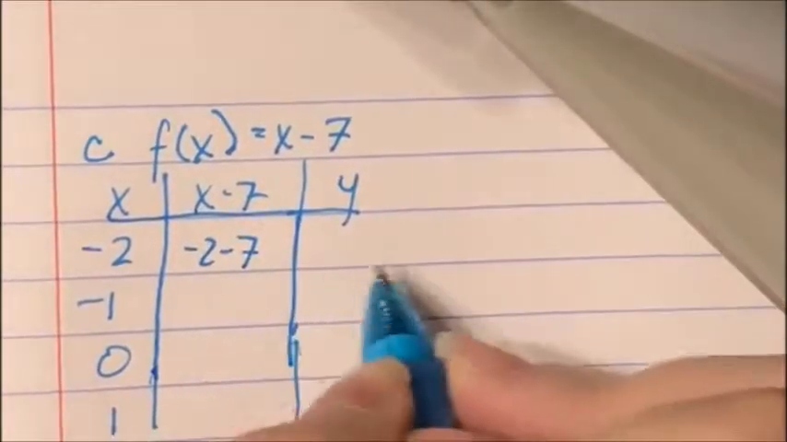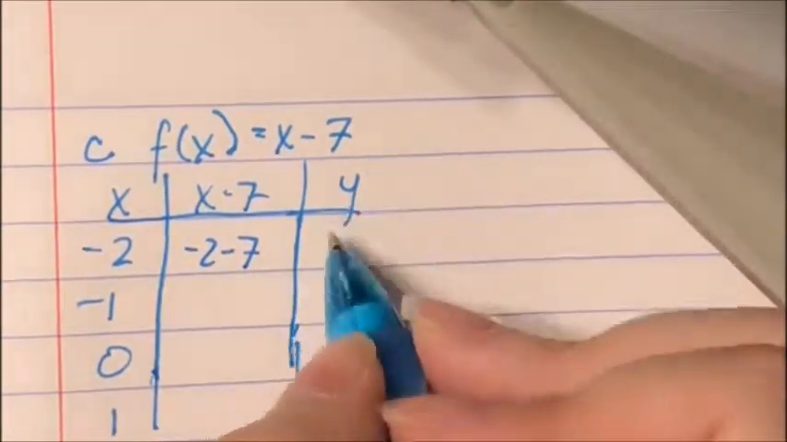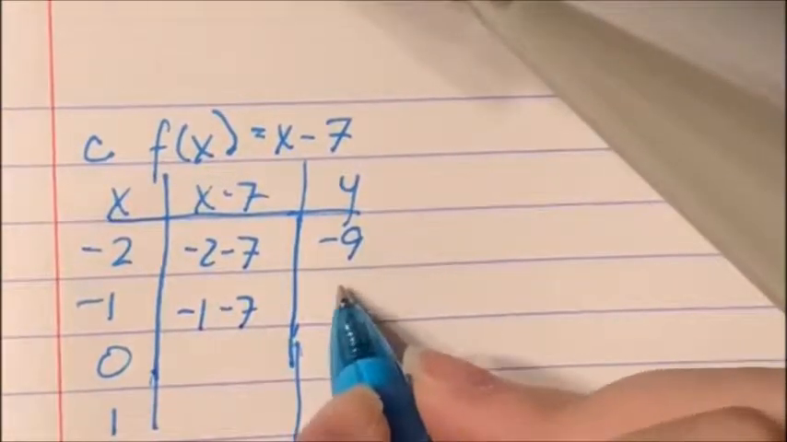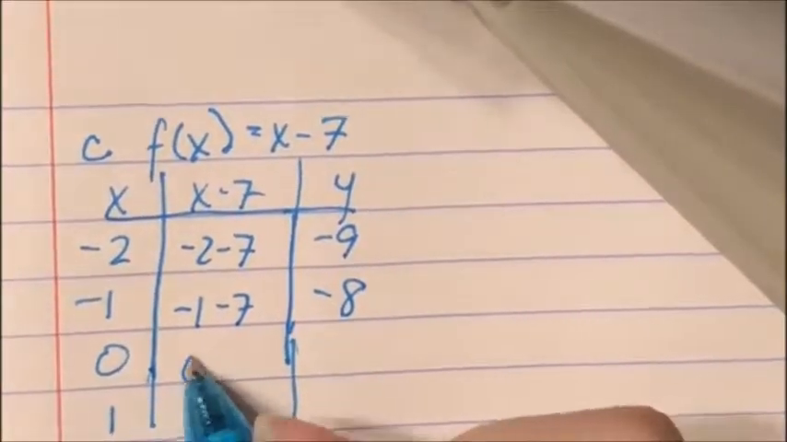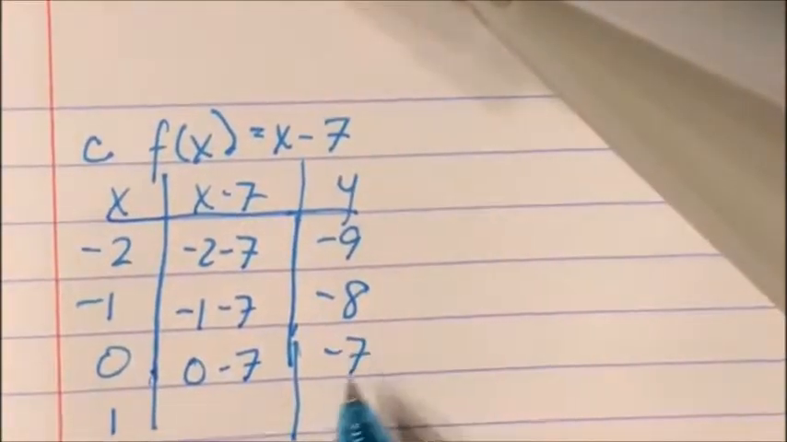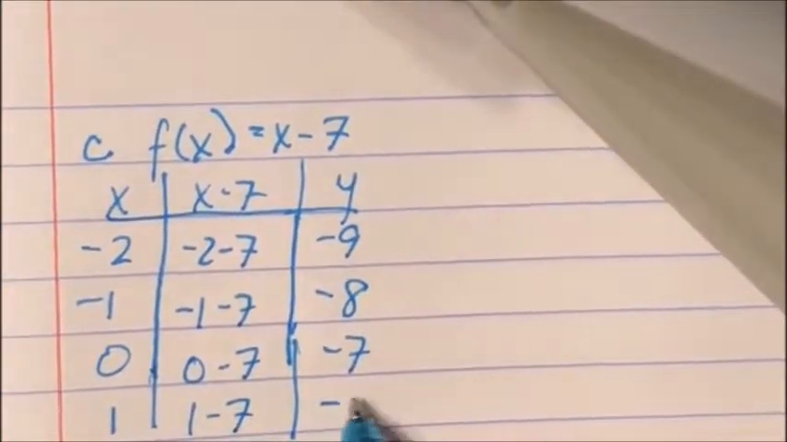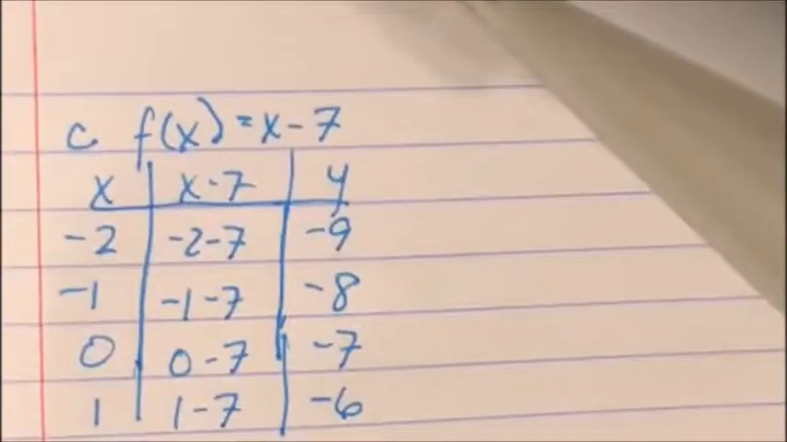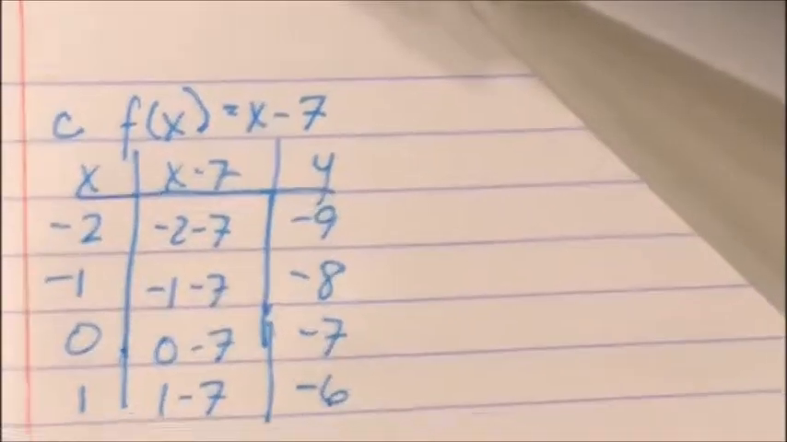So it's -2 minus 7. -2 minus 7 is -9. -1 minus 7 is -8. 0 minus 7 is -7. And 1 minus 7 gives me -6. So there's my table.